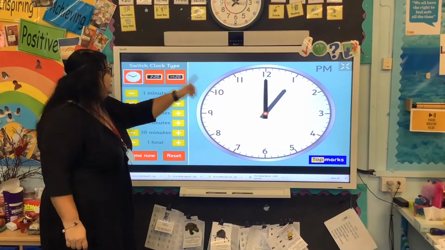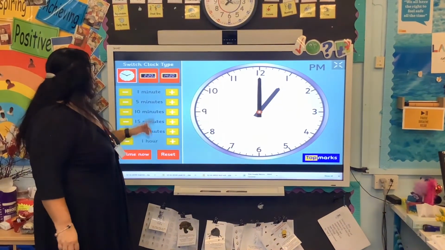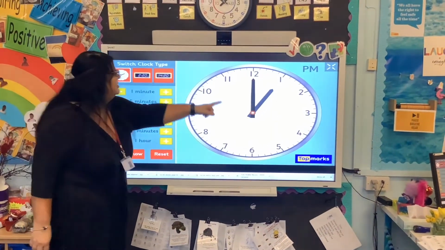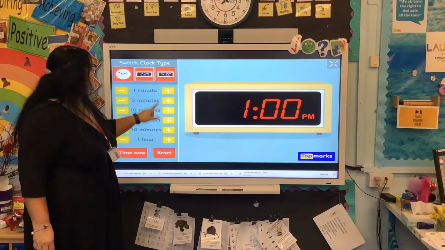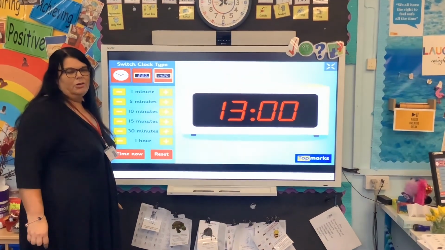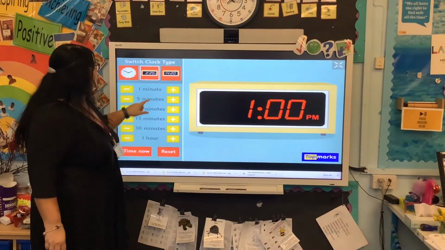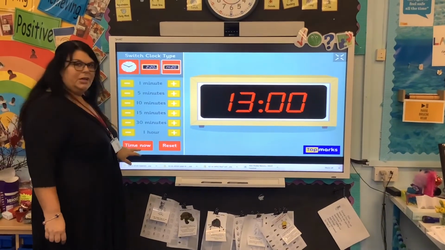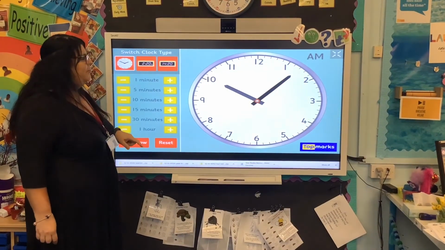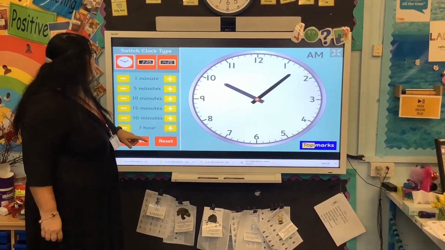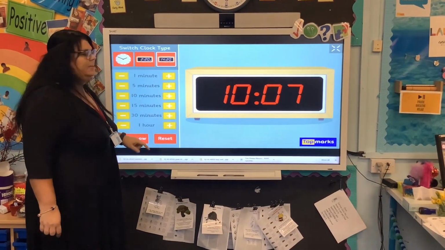On Top Marks is this teaching clock. So when you're doing the sheet and converting, this is a really good resource, because it's got an analogue clock, which is this one, but also a digital clock and a 24-hour clock. So you could use this to put in the time and then switch between, and it will tell you. And if you go to time now, at the moment it's 10:07 here, that's what that would look like on the hands of a clock. That's it in digital, and this is in 24 hours.